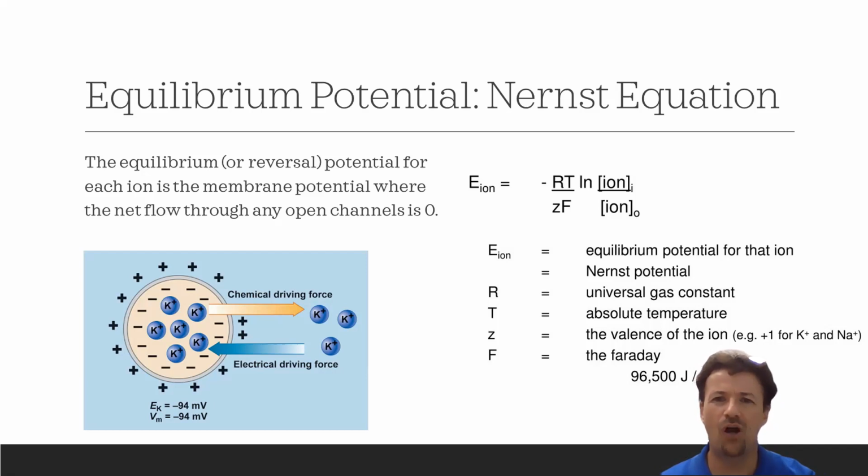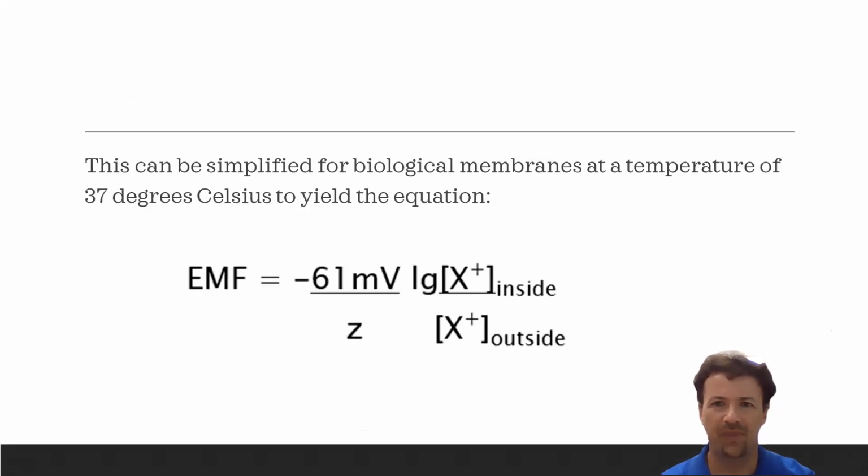Now, this seems like a fairly complex equation, but often in biology, we can simplify it because certain things are common. And so for biological membranes at a temperature of approximately 37 degrees, that equation simplifies to the following. The balancing electrical force, the balancing voltage for a particular ion is equal to minus 61 millivolts over the valence by the log of the concentration on the inside over the concentration on the outside. Now that's a simplified form of the equation, but I want you to keep that in mind because it allows you to make very simple calculations.